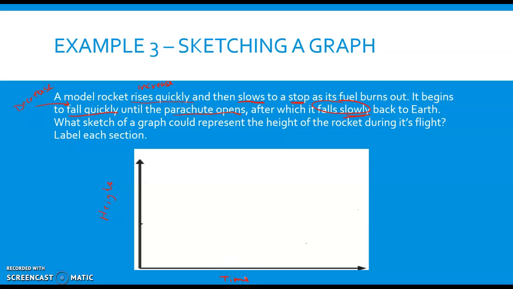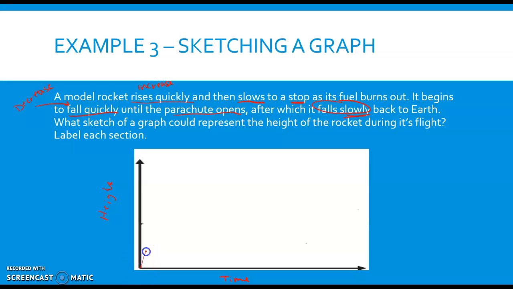We don't have specifics, so we're not going with from this time to this time we are increasing and then we decrease. We just know that we increase quickly, and then we're going to stop increasing because we run out of fuel, and then start quickly decreasing. So our rocket starts at the ground, which would be 0. So we're going to start here at 0, 0.